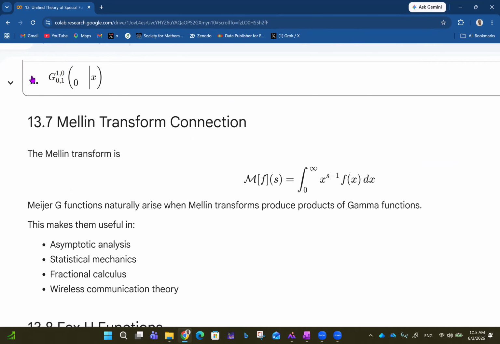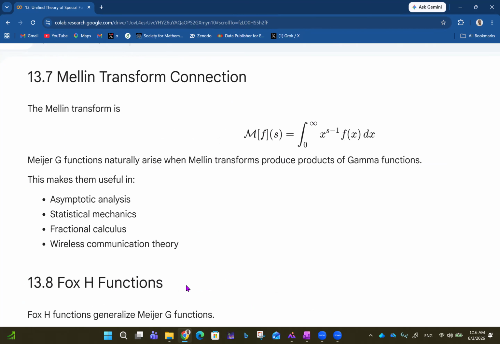Then we talk about the Mellin transform connection. The Mellin transform, which is M of f of s, is the integral from 0 to infinity of x raised to s minus 1, f of x dx. Meijer G functions naturally arise when Mellin transforms produce products of gamma functions. So this makes them useful in asymptotic analysis, statistical mechanics, fractional calculus, and wireless communication theory.